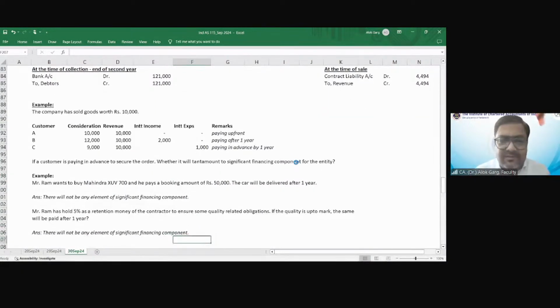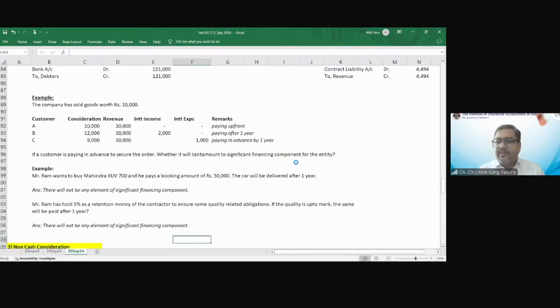There are few cases where even though the time period is more than 1 year, but still it will not be considered as a significant financing component. Why?